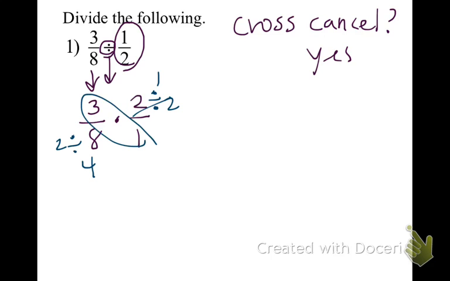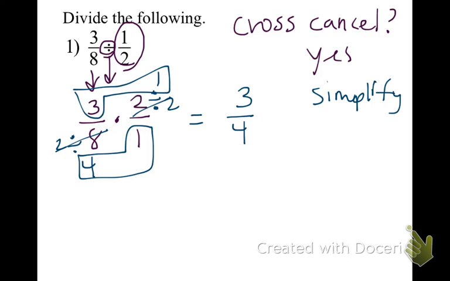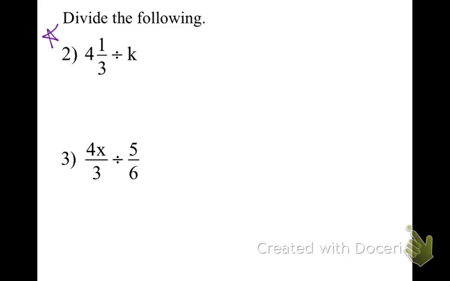If I looked at 3 and 1, there's nothing I can simplify. So it's going to multiply whatever's left over. I have 4 times 1, 3 times 1. So this ends up equaling 3/4. And we always check, can we simplify? No, we cannot. So this is going to be my answer. So go write down number 2.